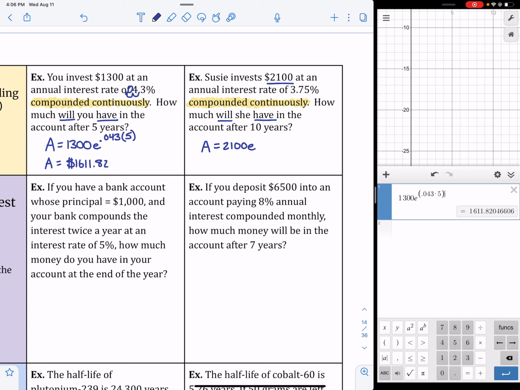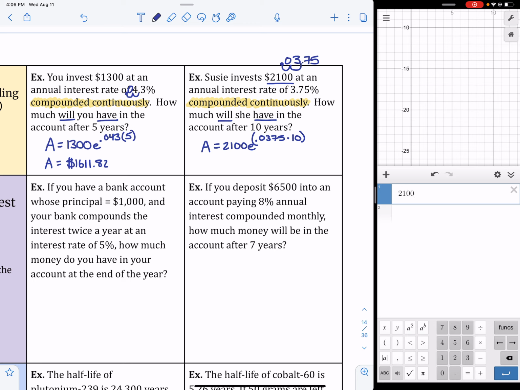Our rate was 3.75, so move your decimal 2 places to the left and make it 0.0375 times time, which is 10 years. So once you get everything set up, you can just type that into Desmos.